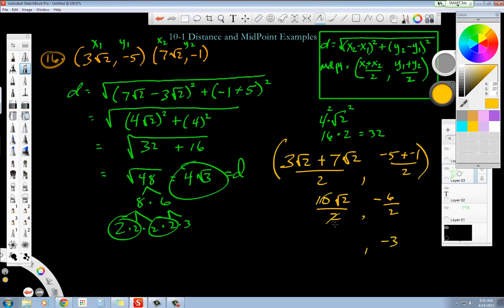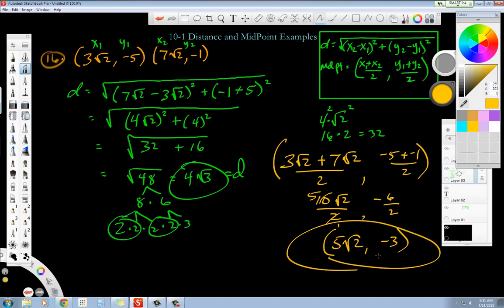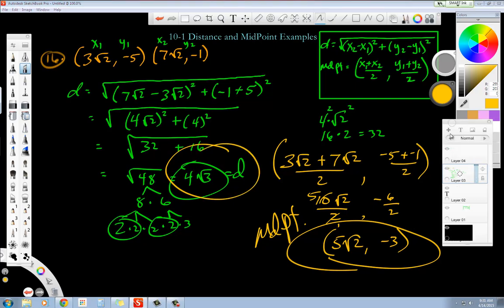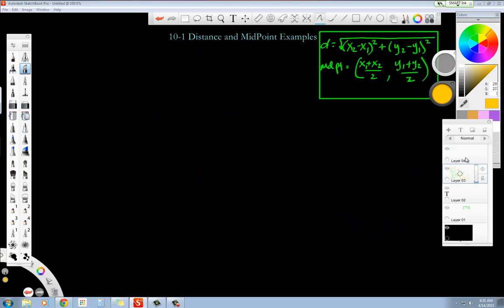And then that cancels, 1 and 5. So that's 5 radical 2, negative 3 for the midpoint. That's the midpoint. And this is the distance here. So those two answers. That was quite involved there. It's not the easiest problem in the world. Now let's do another one.